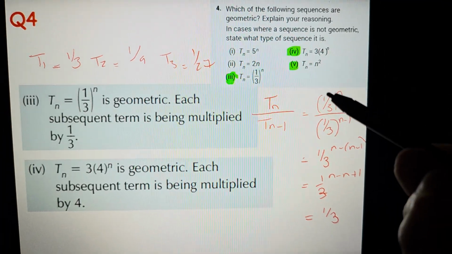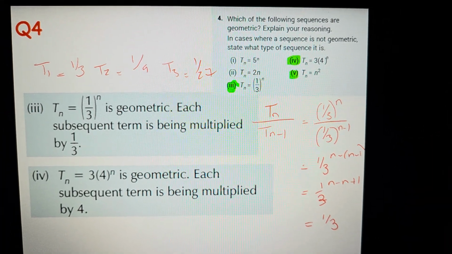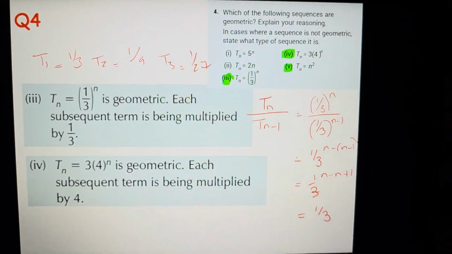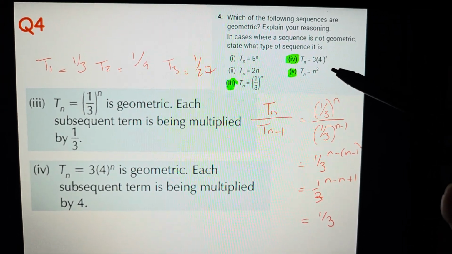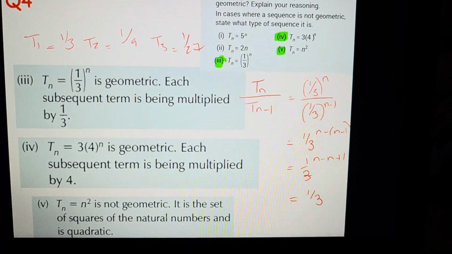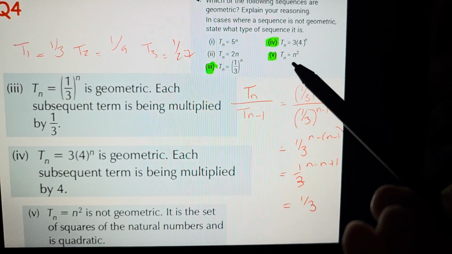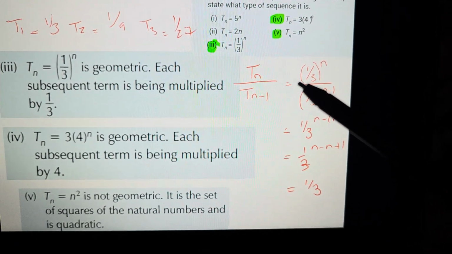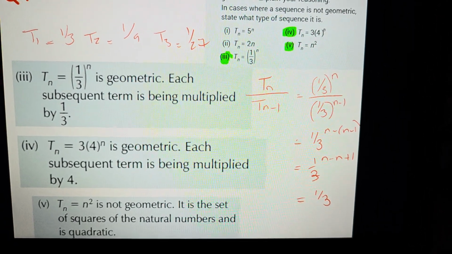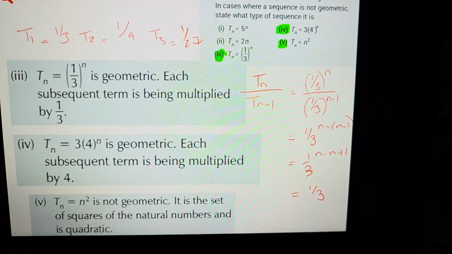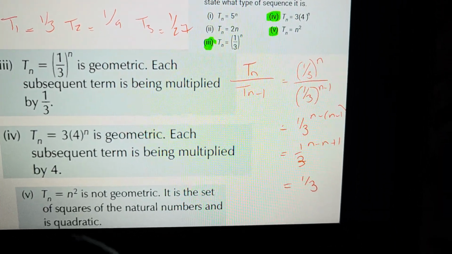And the last one, T of n is equal to n squared. So again, I want to check, is it a geometric sequence? Well, straight away, I know it's not. It's a quadratic sequence. But anyway, if you don't spot that, that's fine. You could get term 1, 2, and 3. Then you could say term 2 divided by term 1 does not give you the same answer as term 3 divided by term 2. I'm not getting a common ratio. So that would define that it is not a geometric sequence. It is in fact a quadratic.